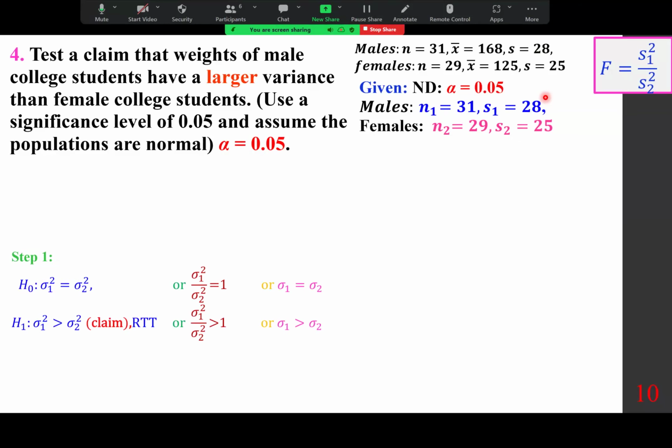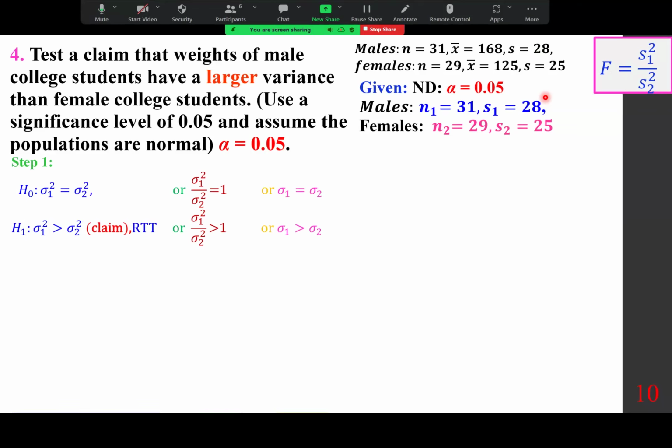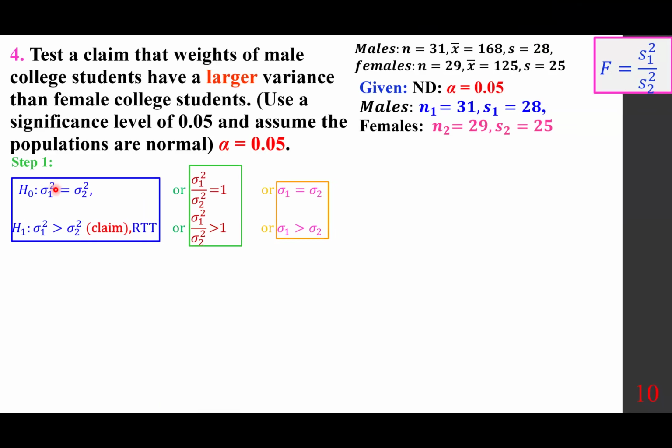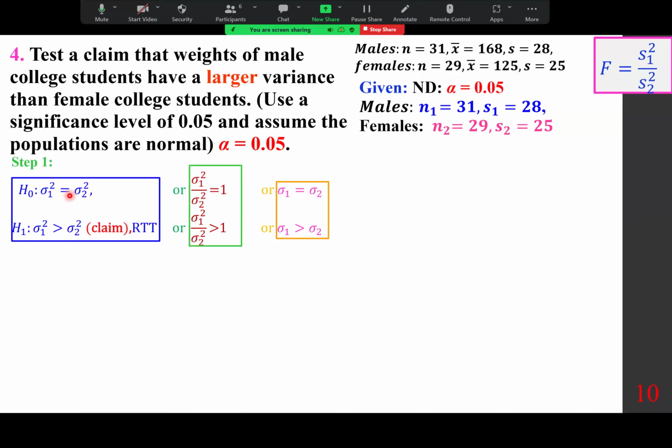All right, so how do we write the first step? There are 3 different ways, and I want you to understand this. We can write sigma 1 squared equals sigma 2 squared because we are using a significance of 0.05. We are dealing with the variance. So test the claim that college students have a larger variance. Sigma 1 squared is larger than sigma 2 squared, which makes it the right tail test and claim. By the way, it's always a right tail test. That's why if you choose this accordingly, it becomes a right tail test.